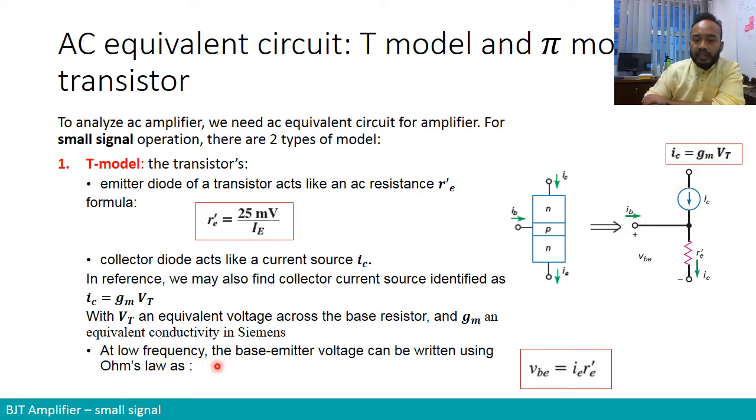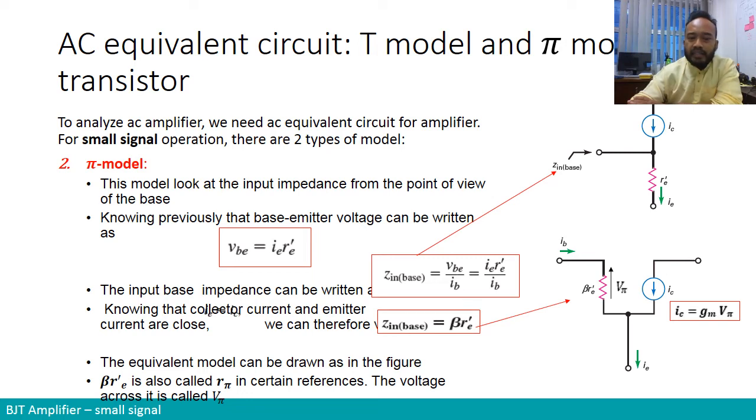At low frequency, the base-emitter voltage can be written, of course, using Ohm's law, as VBE. So we know that there is still the VBE over here in the T model. If you want to write the VBE, it's just Ohm's law: current multiplied by resistor. So the current is IE, right? We know IE is very close to IC, multiplied by r'e. r'e is what we called just now the AC resistance of the transistor.